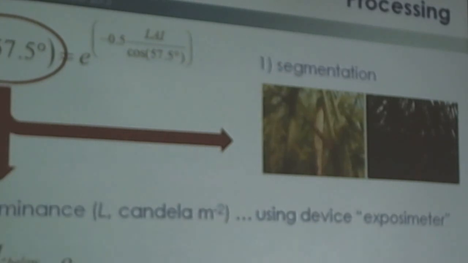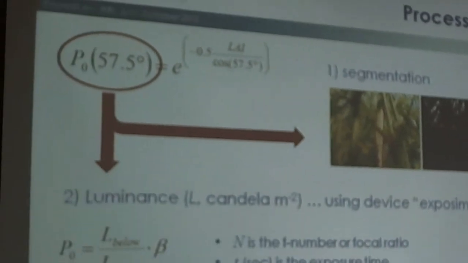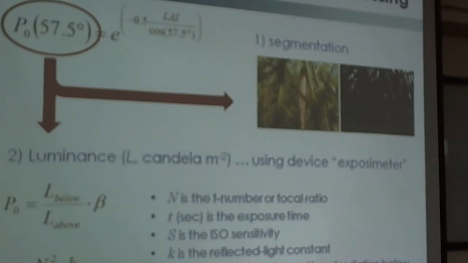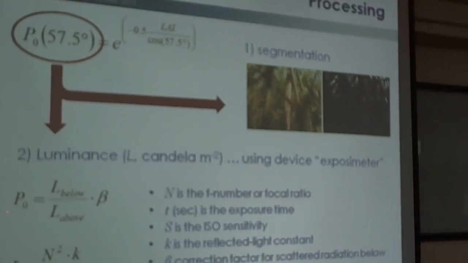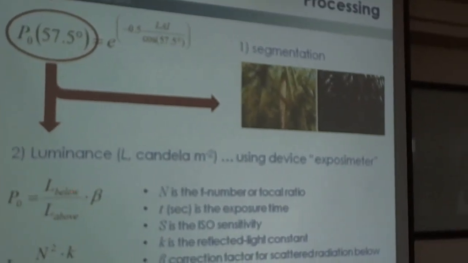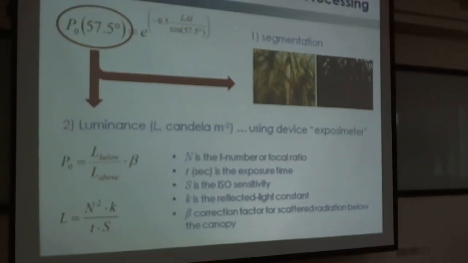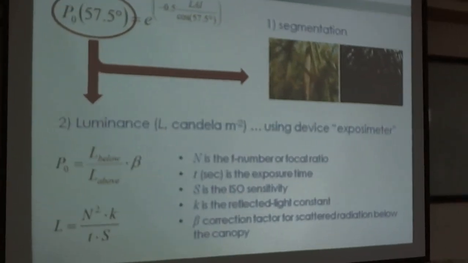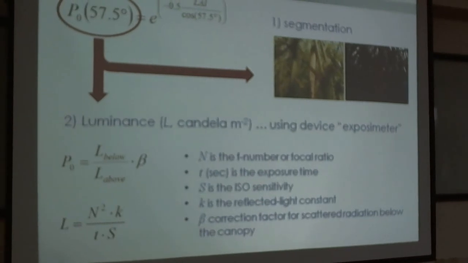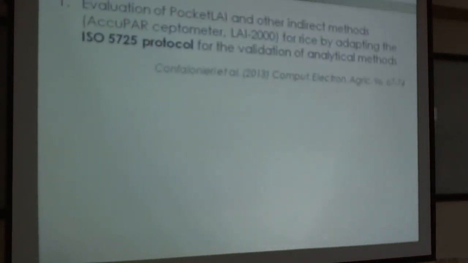Then we also tested a method based on luminance, using the device exposimeter. Basically, the gap fraction in this case is the ratio between the luminance below the canopy and the luminance above the canopy. This uses information provided by the exposimeter in most devices, not in the Android ones at the moment. And okay, now this is the application.